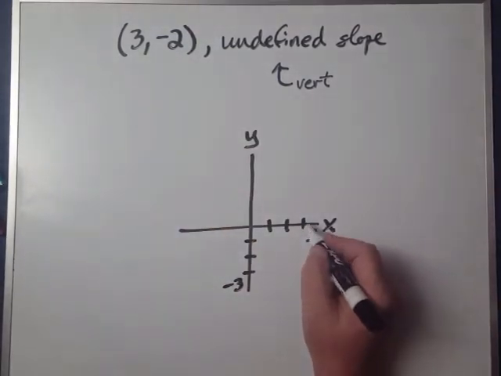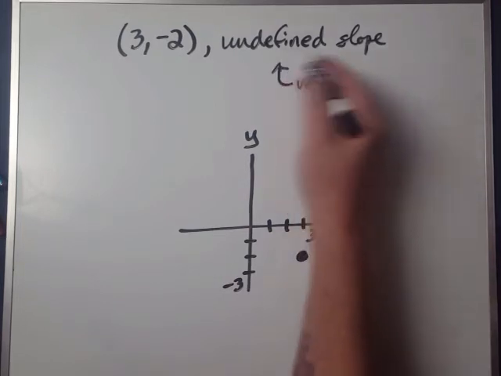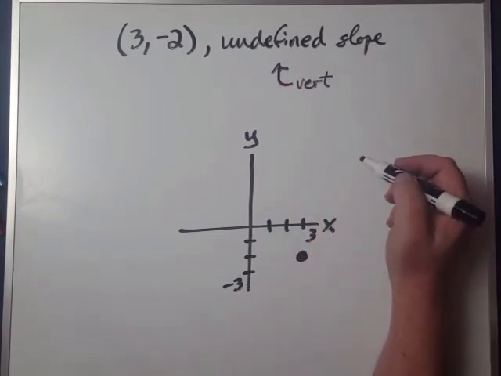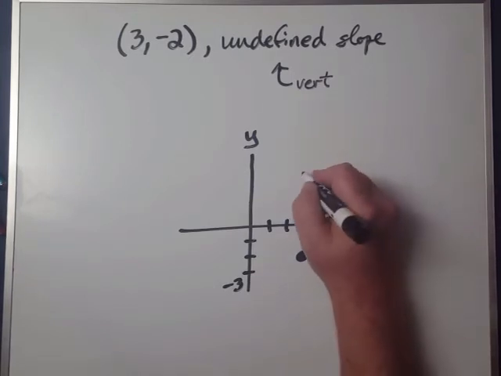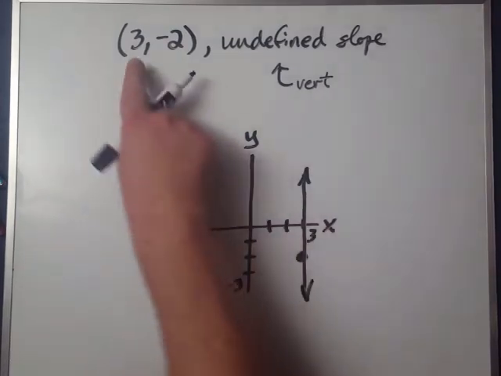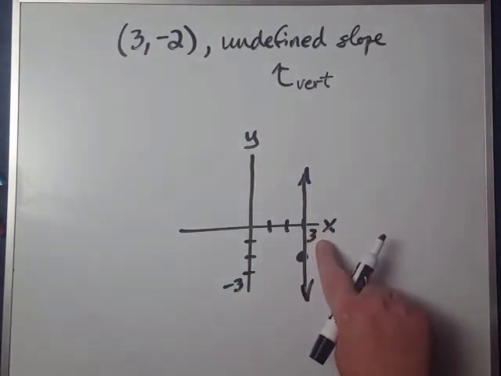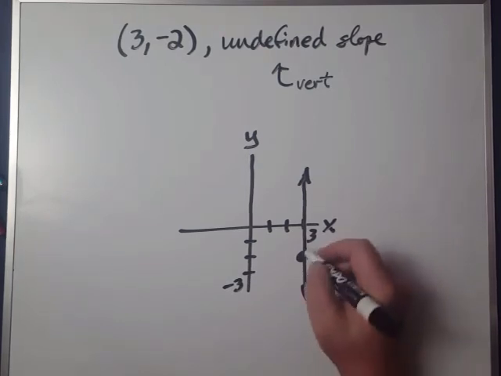The point that we're given is the point 3, negative 2. That's here in the fourth quadrant. And because the slope is undefined, I know that that's going to be the vertical line. And of course, all of the x's on this vertical line will be 3, so this had better pass through 3 on the x-axis.